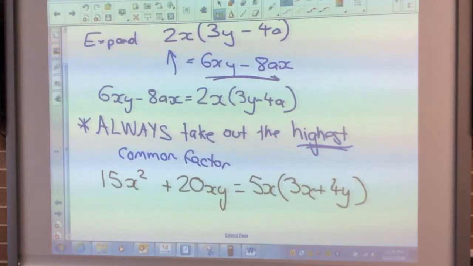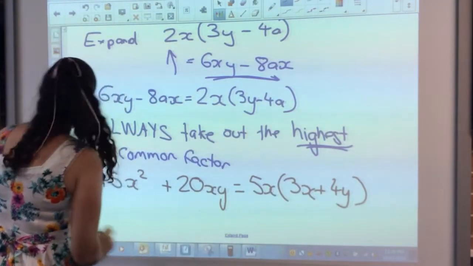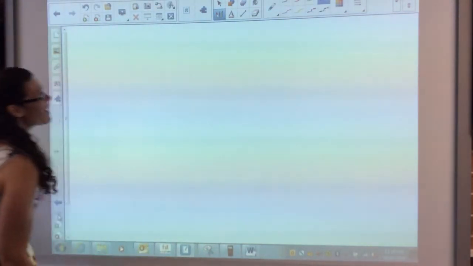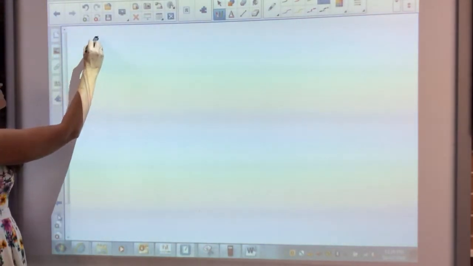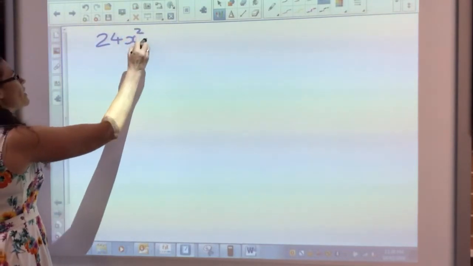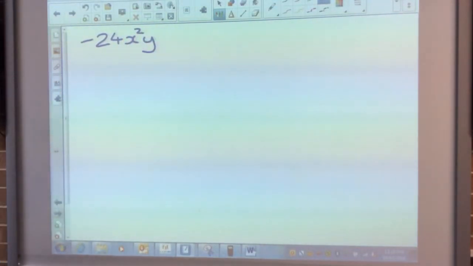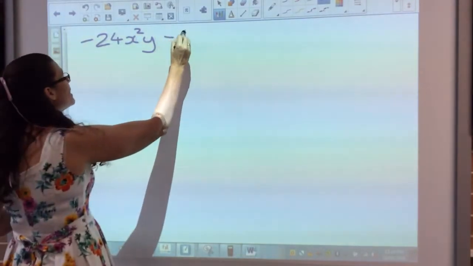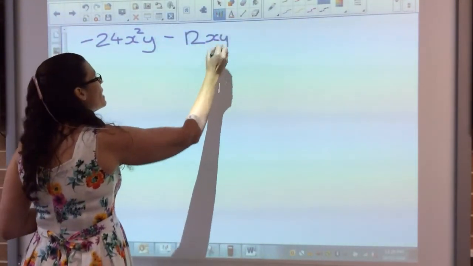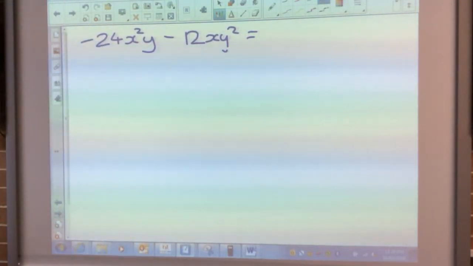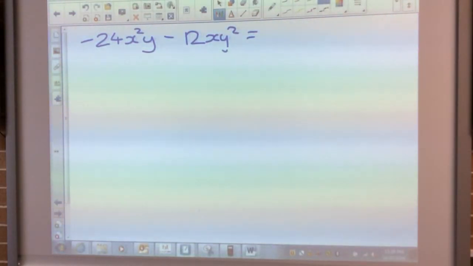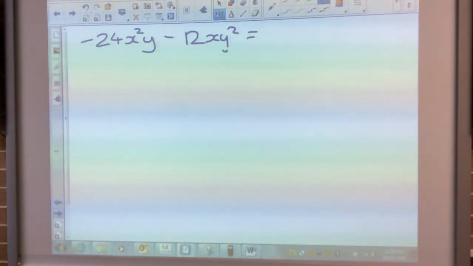Okay, let's make it a little bit more challenging. What if we have, for example, 24x squared y. Actually, let's make it negative 24x squared y minus 12xy squared. Alright, so that's looking pretty gross. What is the highest common number that is going to factorise into these? Yep. 12, yes. I'm actually going to take the negative out because I don't like the negative in there. So I'm actually going to take out negative 12.